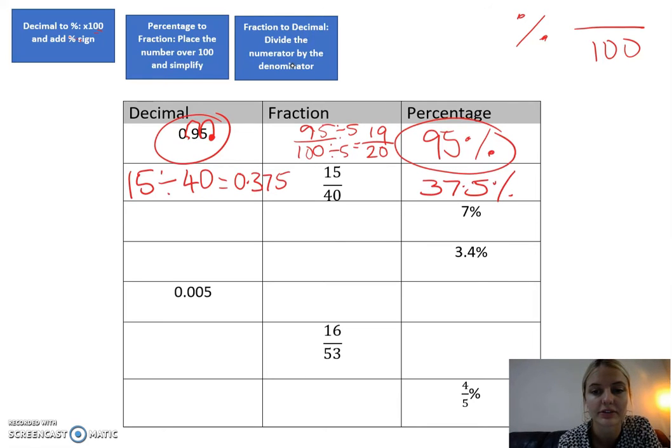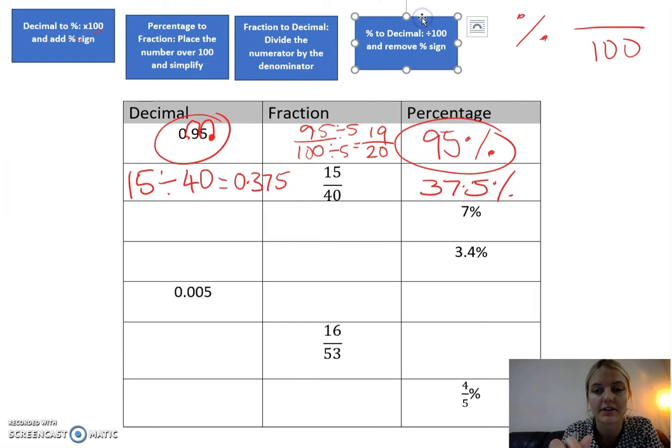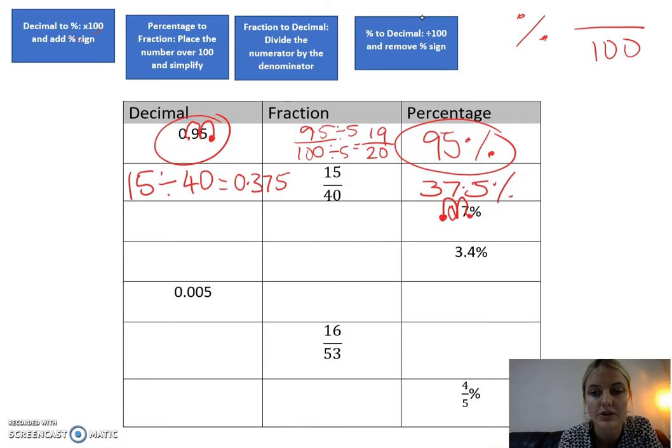Next one, 7%. Let's go from a percentage to a decimal. Opposite of decimal to percentage. Therefore, percentage to decimal, I need to divide by 100. So at the moment, that percentage is 7. The decimal follows, although it doesn't need to be written. But if there is a decimal located after that 7 and we divide by 100, we're jumping 2 times. 100 has 2 zeros in it. Therefore, we have 0.07 as our decimal.